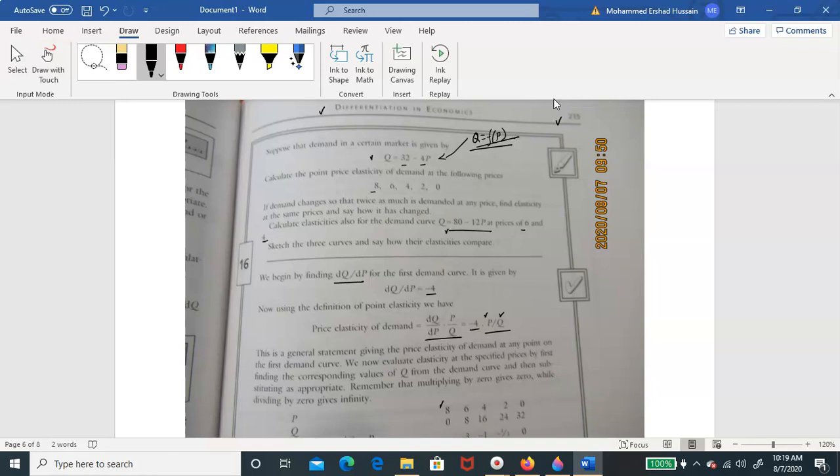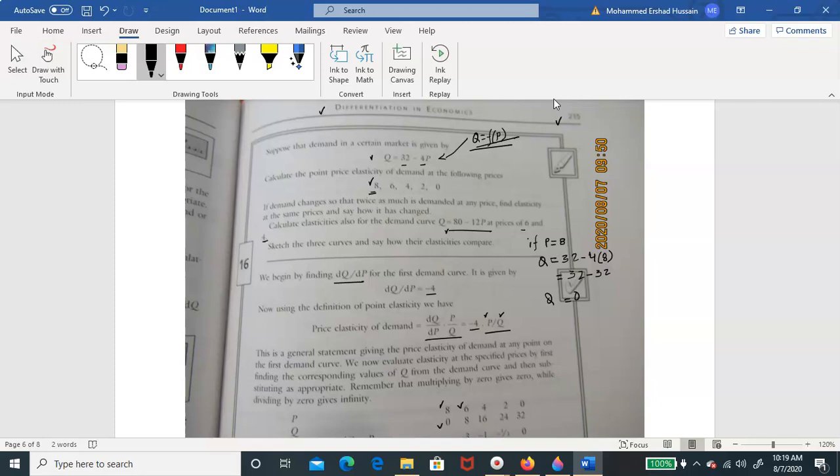Let us show you. They are telling us to calculate elasticity at the following prices. First, $8. If p is equal to 8, then what is q? Let us substitute: 32 minus 4 times p, and p is 8. We are just substituting the value. So 32 minus 32 is how much? It is 0. That is q. So q is 0.